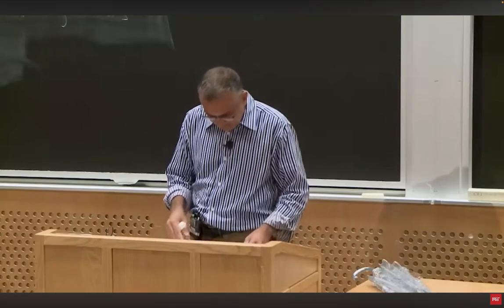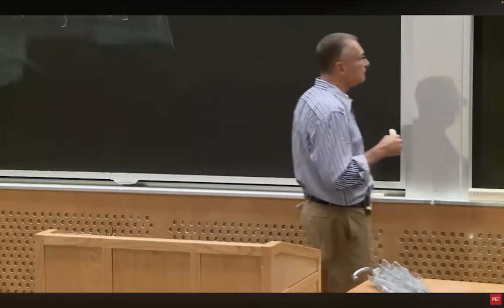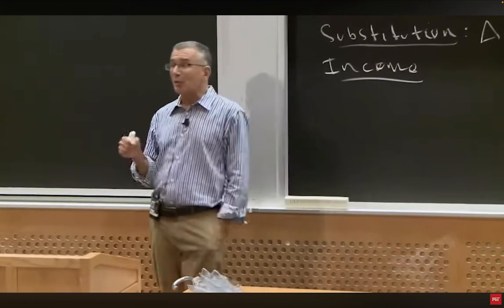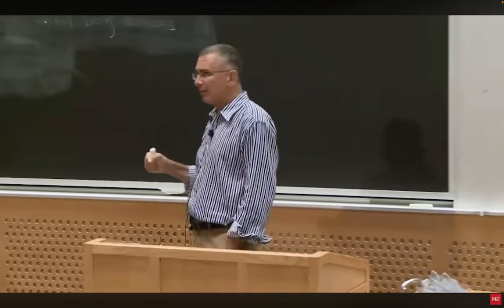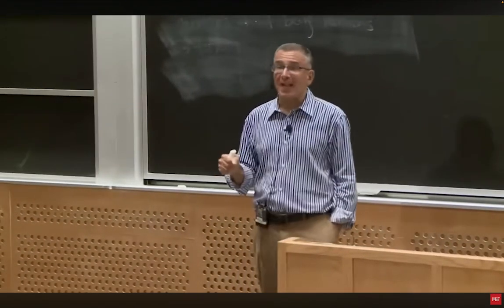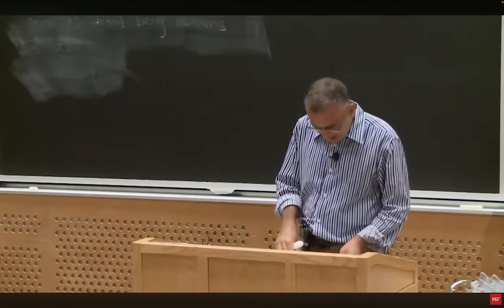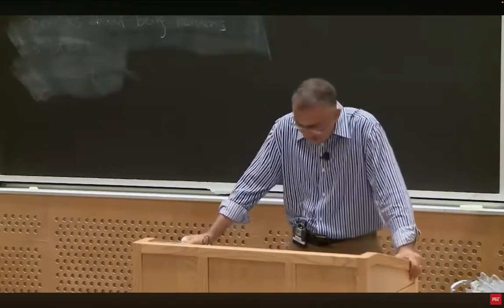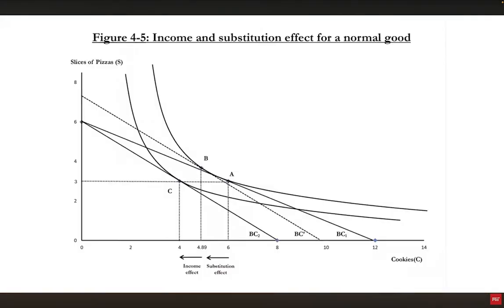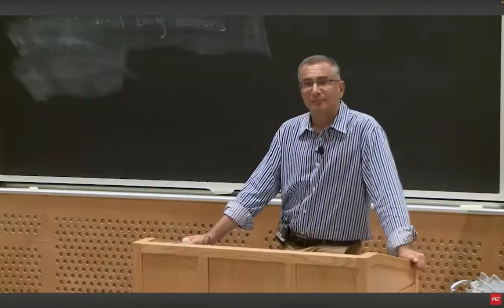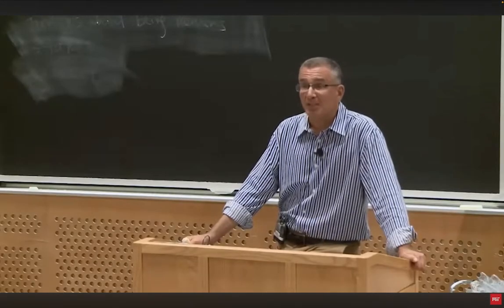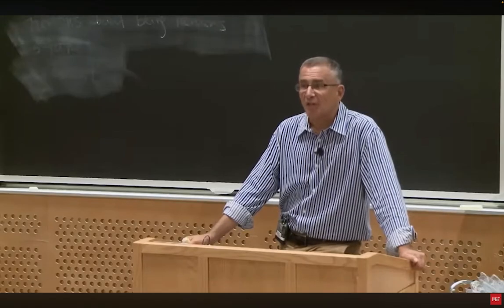Let me do one thing first. I want to first prove to you that the substitution effect is always negative. So graphically we can prove that by just noting that if you're on the same indifference curve and you're tangent to a steeper budget constraint, you must be to the left. If I'm on the same indifference curve and the budget constraint steepened, I must be to the left of the original point. So it's got to be a negative effect.